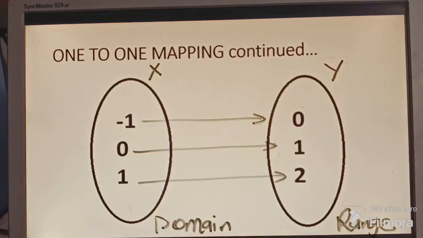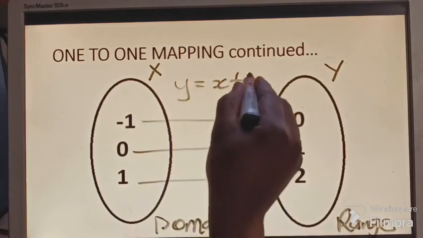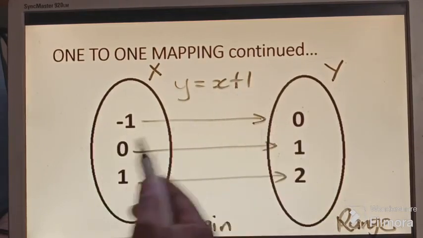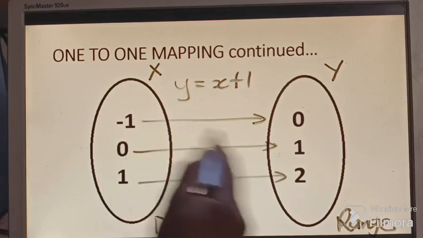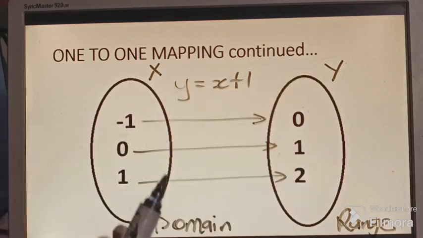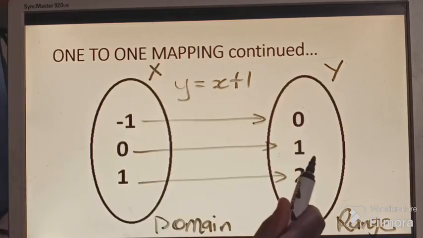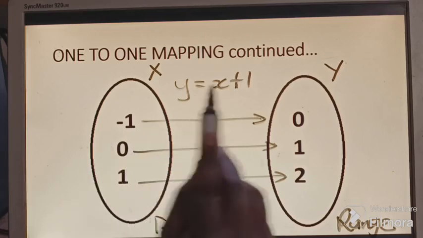So because of our case, since it's a line equation, remember it's y is equal to x plus 1. That's why we are showing them like this. But we can have a situation where the arrows are going like this. But the condition is, remember the condition is saying one element in the x, one element in the y. It means one element in the x must be mapped onto only one.